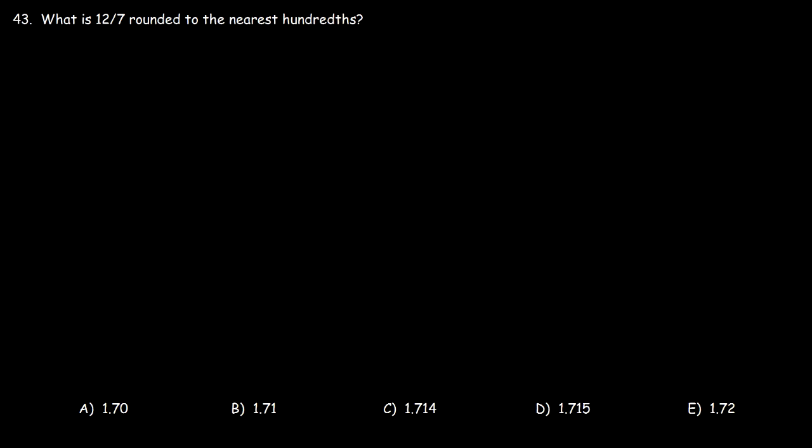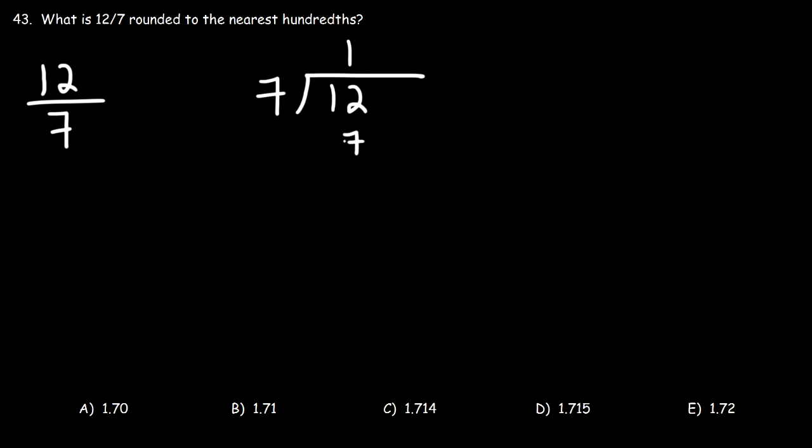43. What is 12 divided by 7 rounded to the nearest hundredths? So to begin, let's convert the fraction into a decimal. And I'm going to use long division to do so. So 12 divided by 7, we need to write it like this. Now how many times does 7 go into 12? 7 goes into 12 one time. And 12 minus 7 is 5.